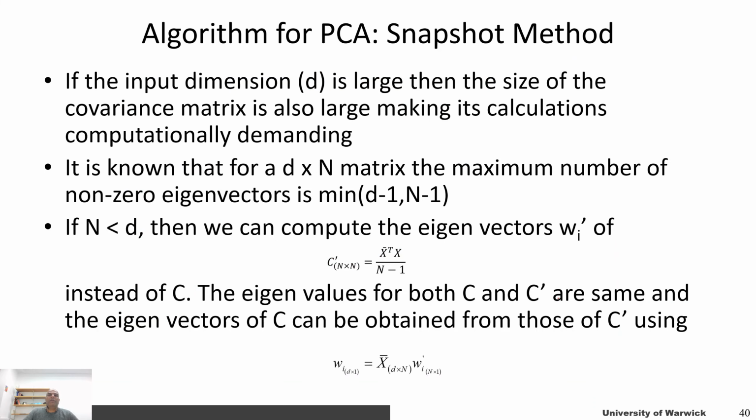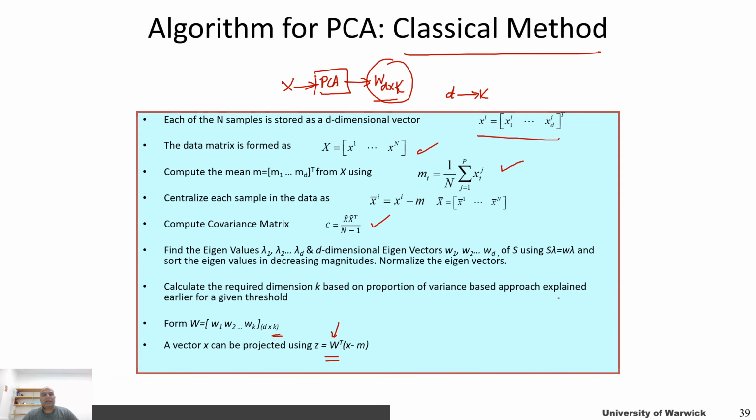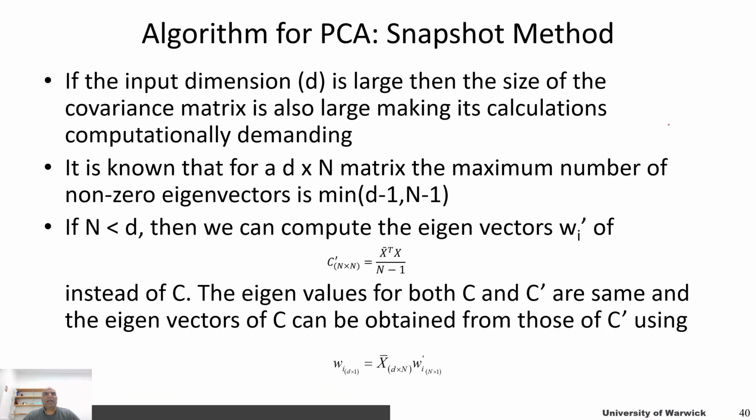Okay. However, in certain cases, when your dimensions are very large, then the computation of the covariance matrix can be very difficult. So let's say D is equal to, let's say, 10,000, then your covariance matrix is going to be of size 10,000 by 10,000, which is not going to fit into memory. So we have this other method, which is called the snapshot method, or snapshot implementation of principal component analysis, that you can use.